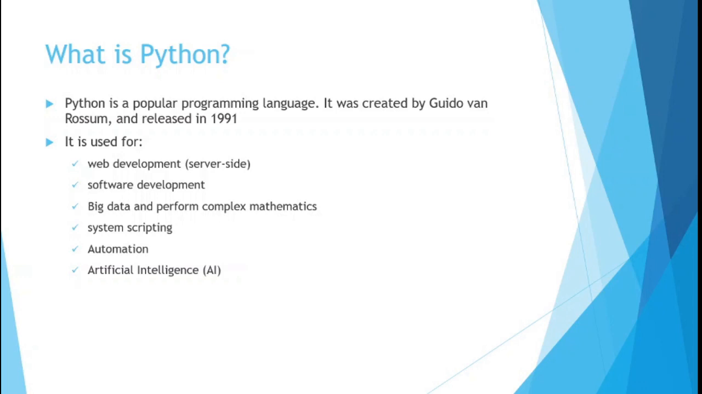For example, you can do web development on server side using Python. You can also do software development. Python is also used in big data and performing complex mathematics. Python is also used to do system scripting, and you can also use Python in doing automation like in Selenium or Appium. And nowadays, artificial intelligence is, I would say, one of the areas where Python is used most, because most of the libraries which are written for artificial intelligence are written using Python. So it can be used in a variety of areas.